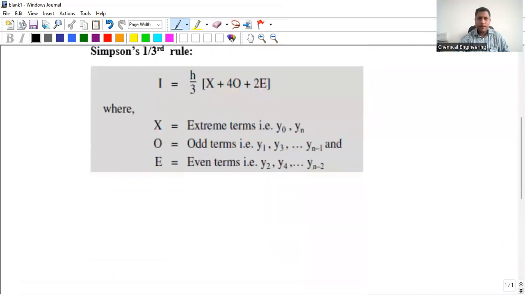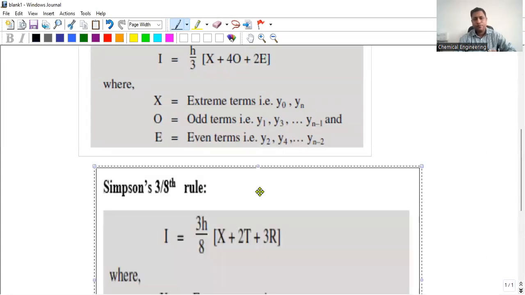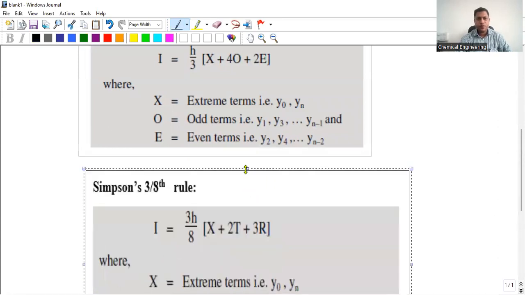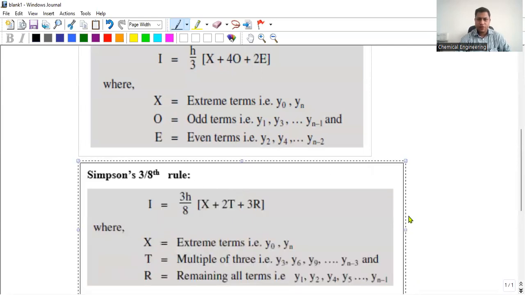And then the third rule that we have seen, Simpson's 3/8 rule. What is the restriction we have in Simpson's 3/8 rule? N should be a multiple of 3. Is that true?